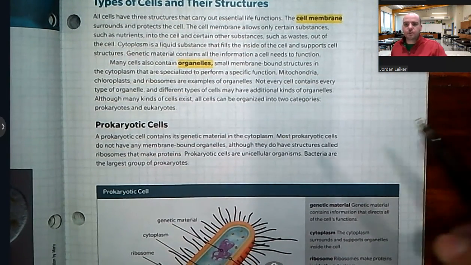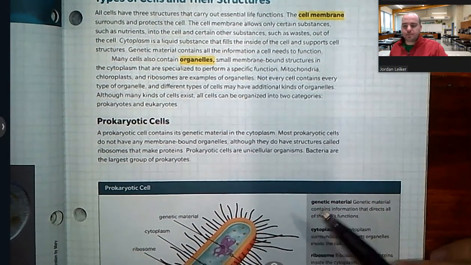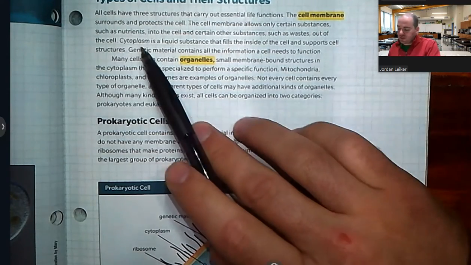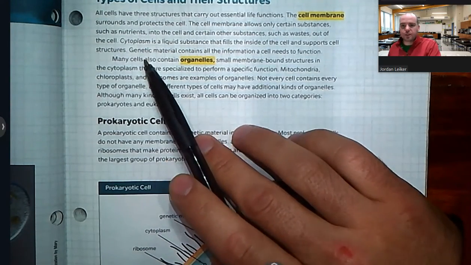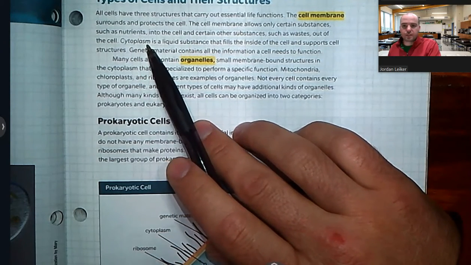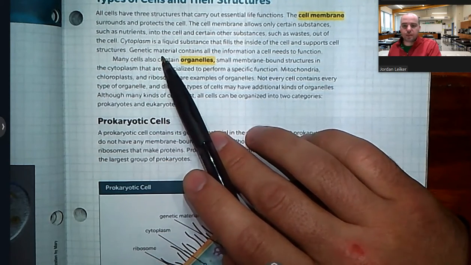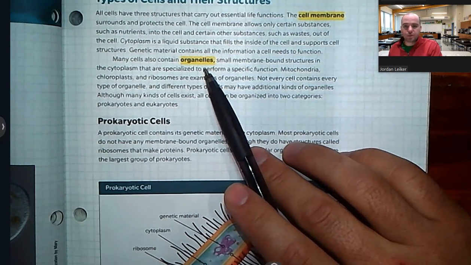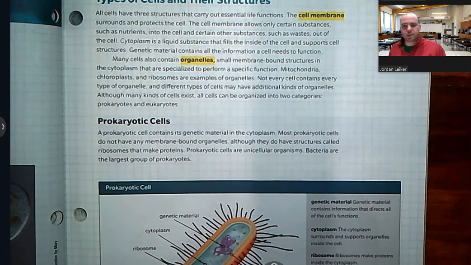Okay, but all cells have certain structures. So all cells have a cell membrane. All cells have cytoplasm. And all cells have genetic material. And you may want to highlight or underline where it says cytoplasm and the genetic material. Many cells also contain organelles. So eukaryotic cells especially, and we're going to talk about eukaryotic cells here in a second, have many organelles. You might have some prokaryotic cells that have a few organelles, but generally they don't have as many as the eukaryotic cells.